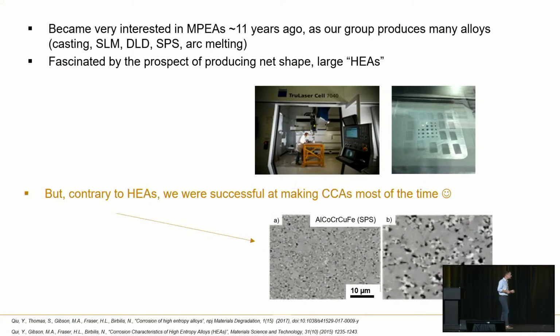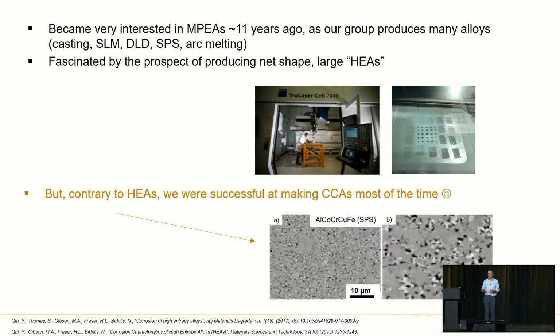So we did that. But contrary to high entropy alloys, we were successful at making these things that I called before compositionally complex alloys most of the time. That's because we had multiple second phases, not often just one second phase. We had 2, 3, 4, 5, 6, lots of second phases. It wasn't so much a failure, though. It was really interesting, and we got to learn how to make these very complex things.